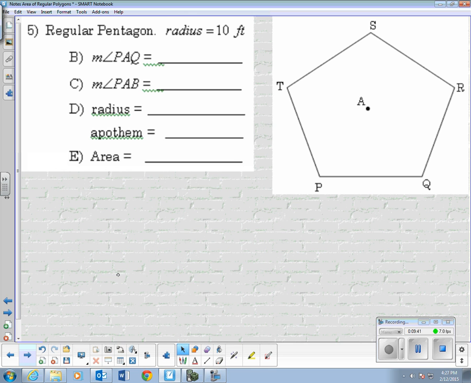All right, so now this is a regular pentagon. This is where they start changing. The first 3, the square, the equilateral triangle, the hexagon, all use special right triangles. The rest of these questions do not. So what do they use? They use trig.